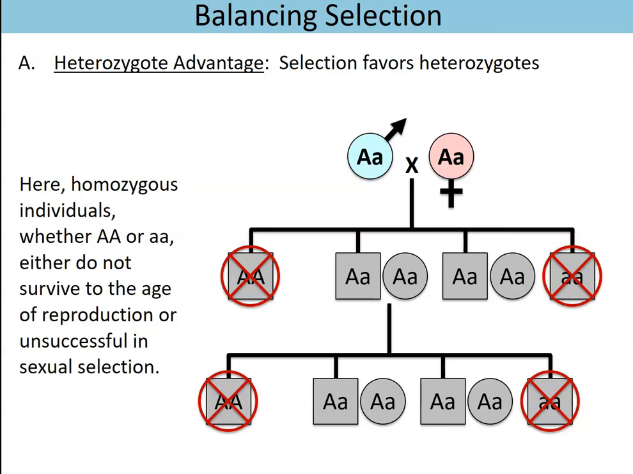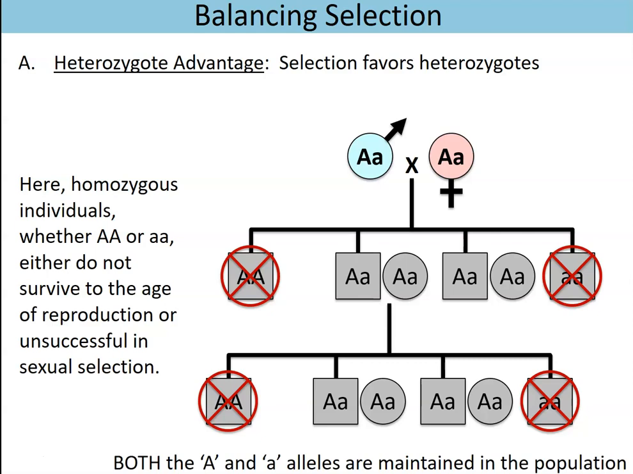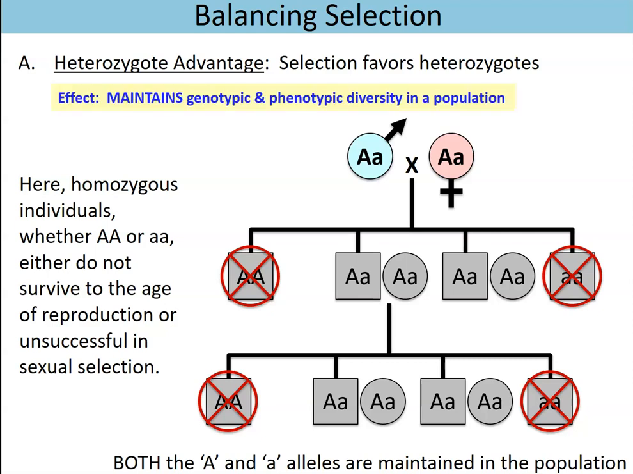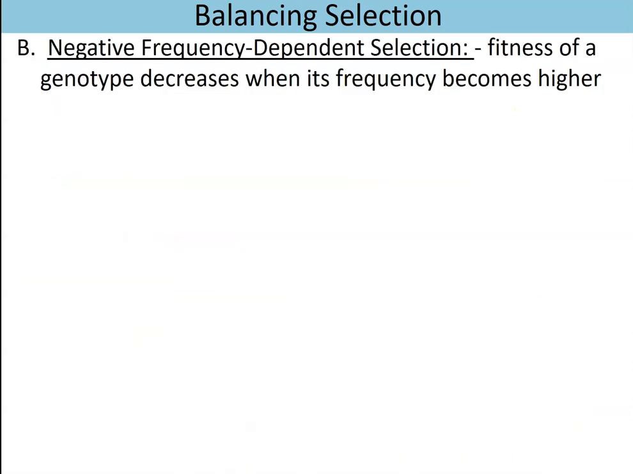And so that really leads to a population in which both alleles, the big A and the little a, or the dominant and the recessive, are maintained within this population. So we have this genetic diversity, though we rarely see non-heterozygous individuals. The effect of this is that genotype and phenotype diversity is maintained within the population.